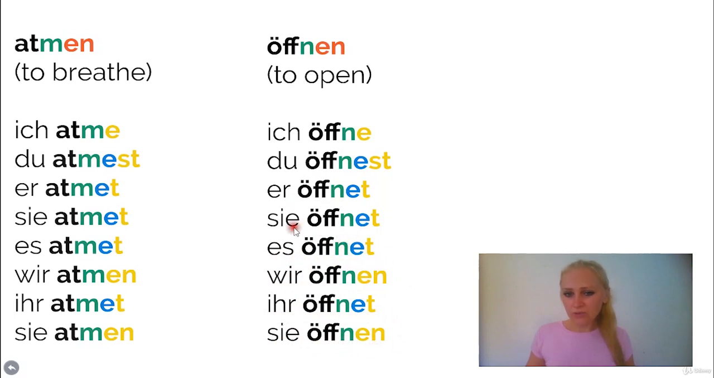Okay, so if you just try to pronounce it without the E, you will notice how difficult it is. It would be "du öffnet" or "hier du öffnest" or "öffnet", "ihr öffnet". It's a little bit difficult to pronounce. That's why we add this extra E here.